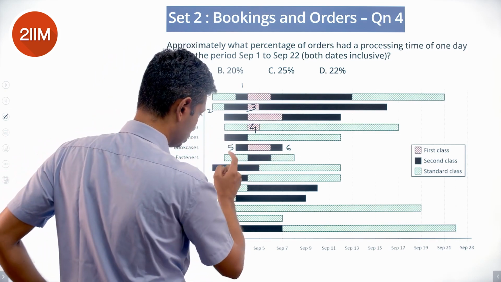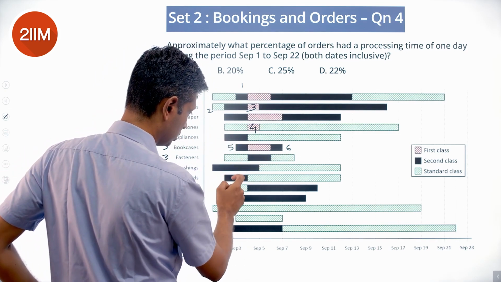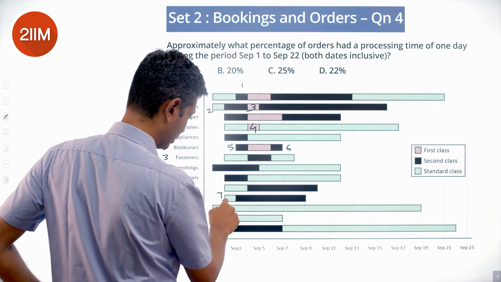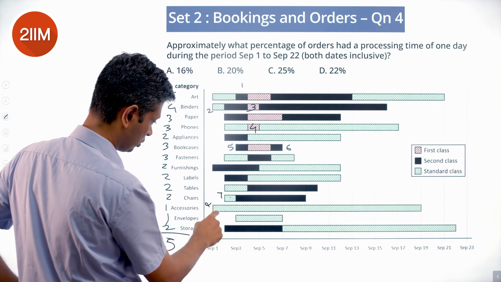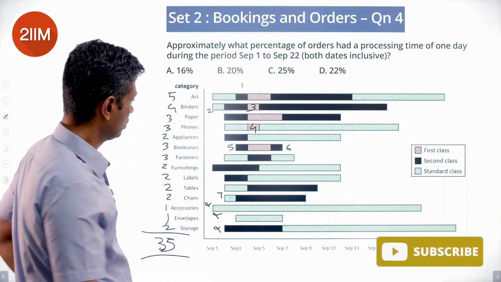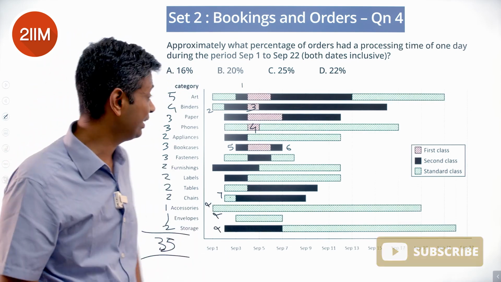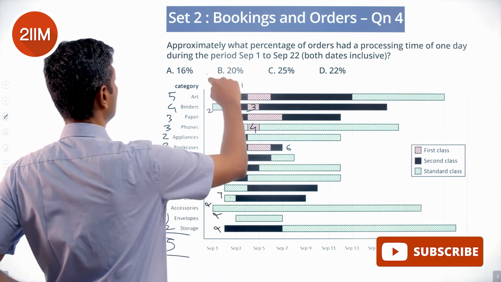This is 2, 2, 2. Big, big. This is small. 7. Not this, not this, not this. So totally 7 divided by 35. Oh, that's 20%. It should be right.